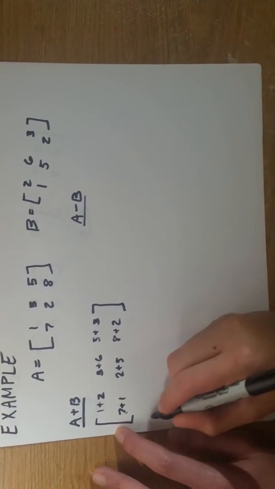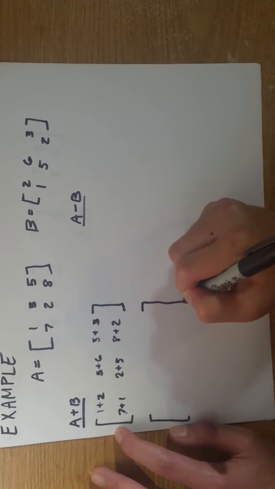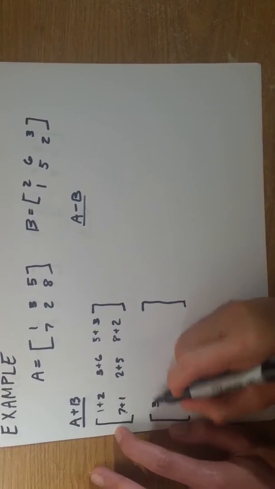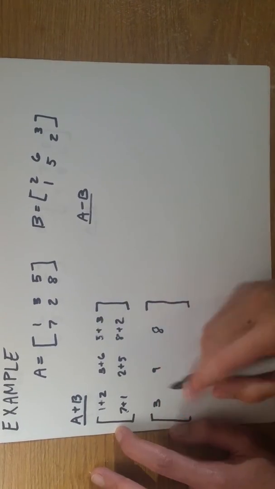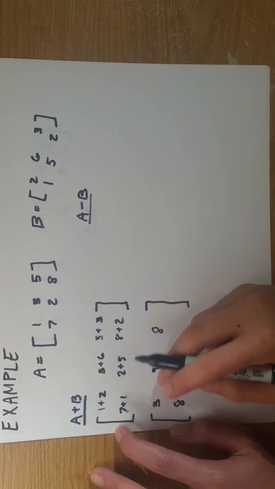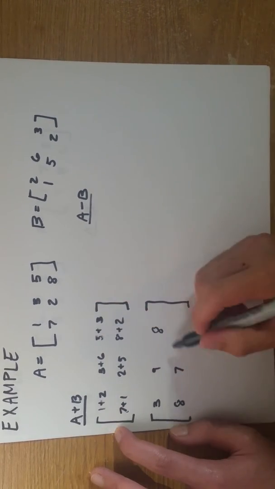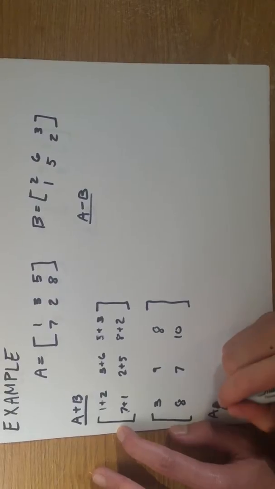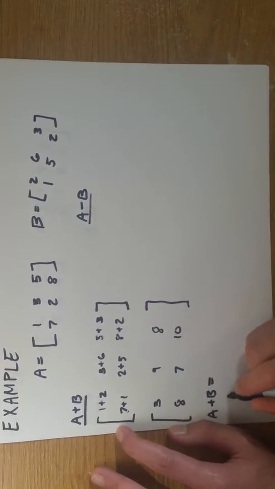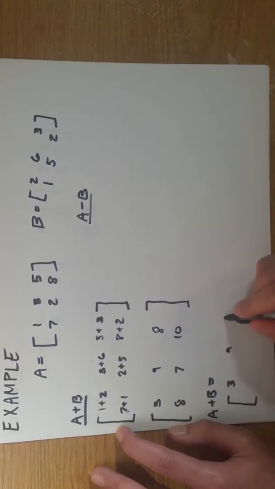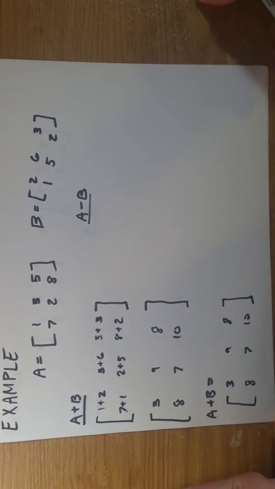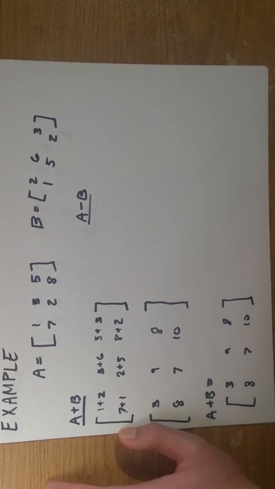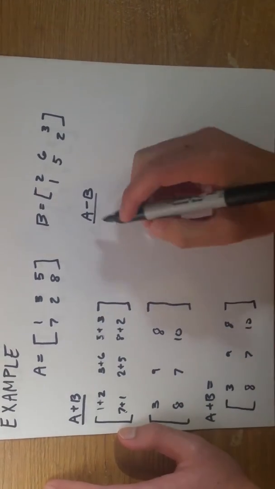Okay, so to finish it off, all you gotta do is simple addition. So 1 plus 2, 3, 3 plus 6, 9, 5 plus 3, 8, 7 plus 1 is also 8, and 2 plus 5 is 7, and 8 plus 2 is 10. So A plus B is equal to the matrix 3, 9, 8, 8, 7, 10. So it's really quick, very easy. Well, these are really simple problems, but you can get the concept.